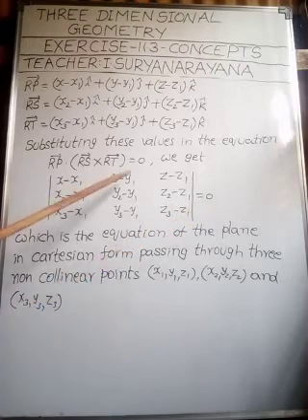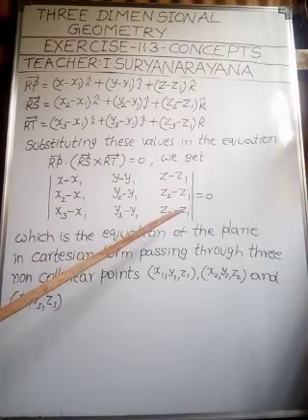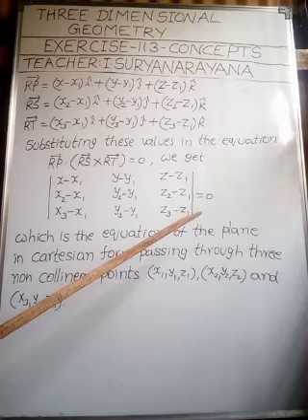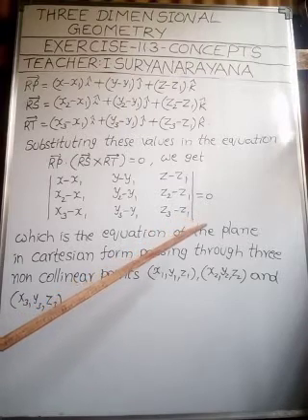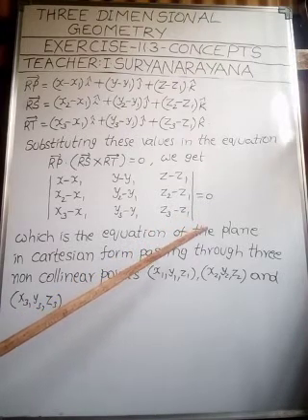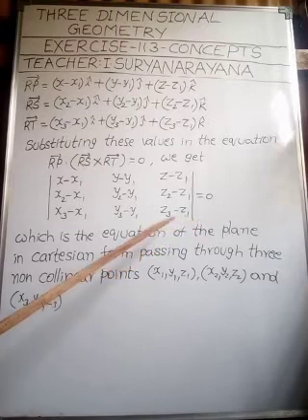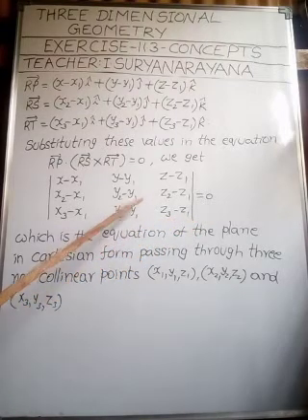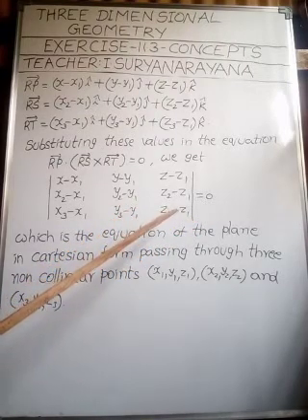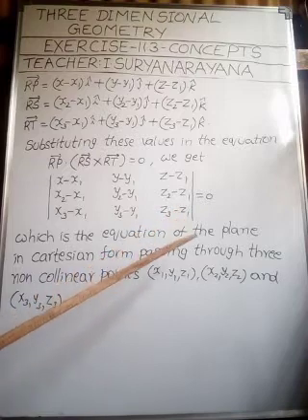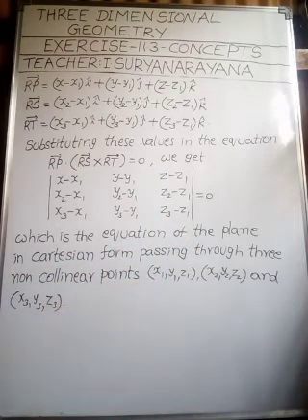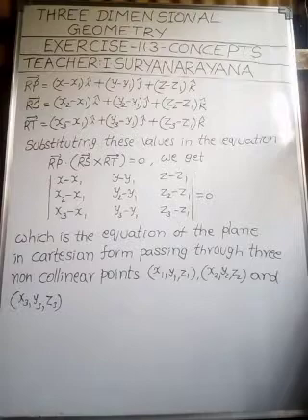Then you have to expand this determinant. You know how to expand the determinant of a matrix of order 3 by 3. So use that previous knowledge and expand this determinant. Then you get the equation of the plane in the Cartesian form. Okay, my children. Understood? Right.